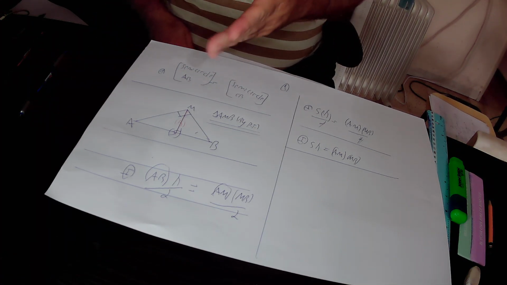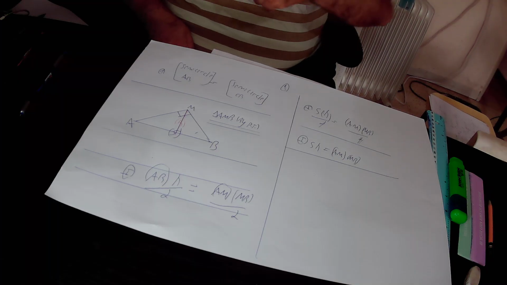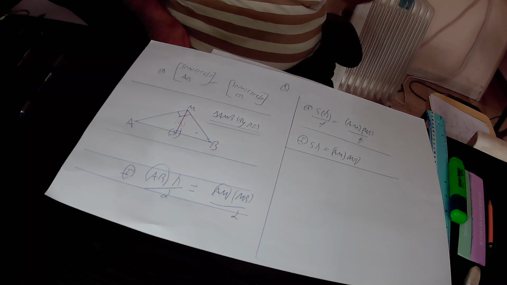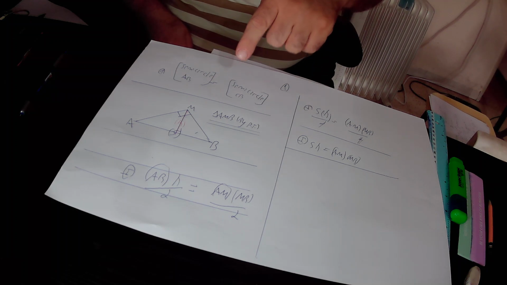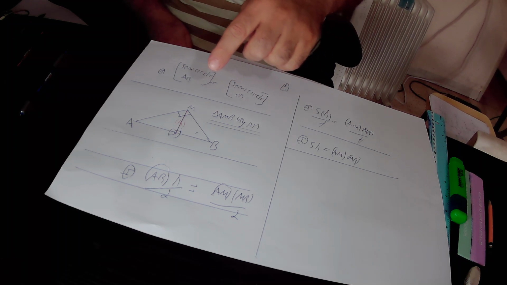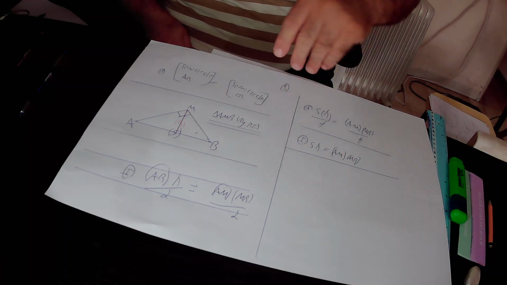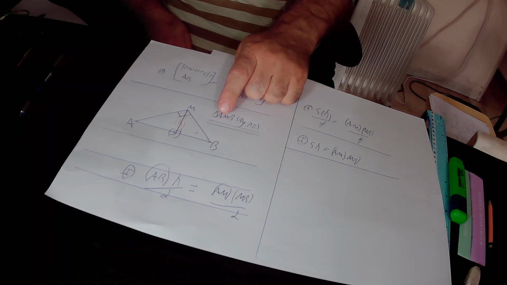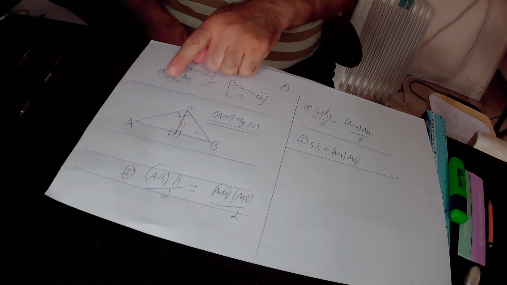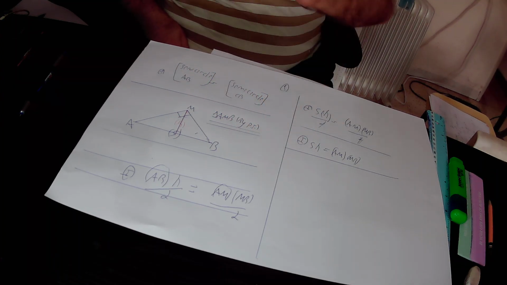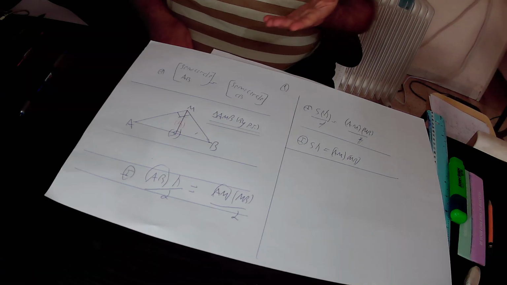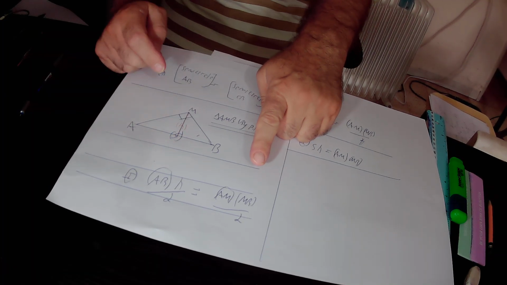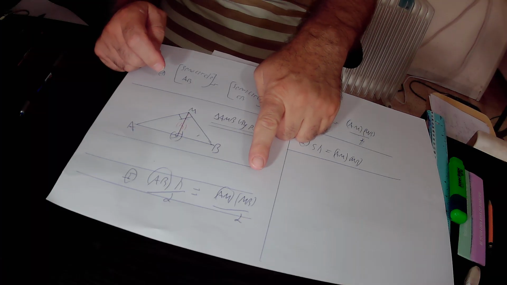So the area of this triangle AMB according to the first method is equal to the base AB times the height H over 2. According to the second method, the area of this triangle AMB must be equal to the base AM times the height MB over 2. Then we get equation 1 that says that the area of triangle AMB according to the first method must be equal to the area of triangle AMB according to the second method.